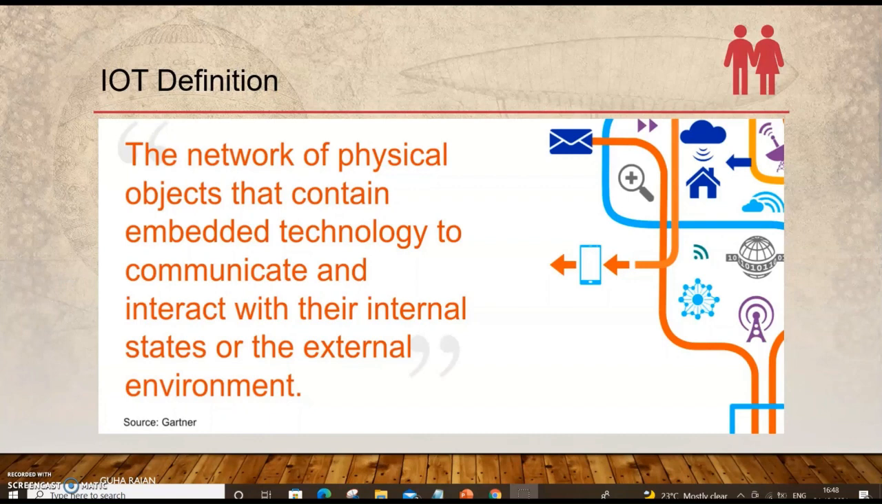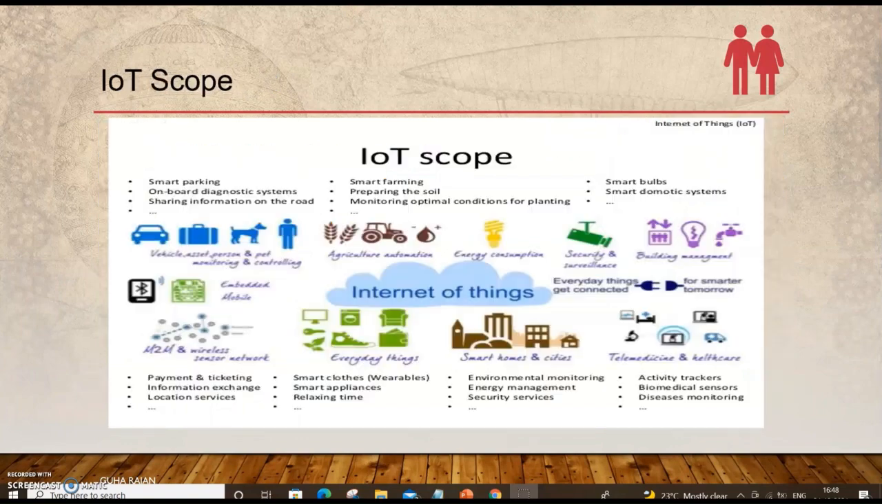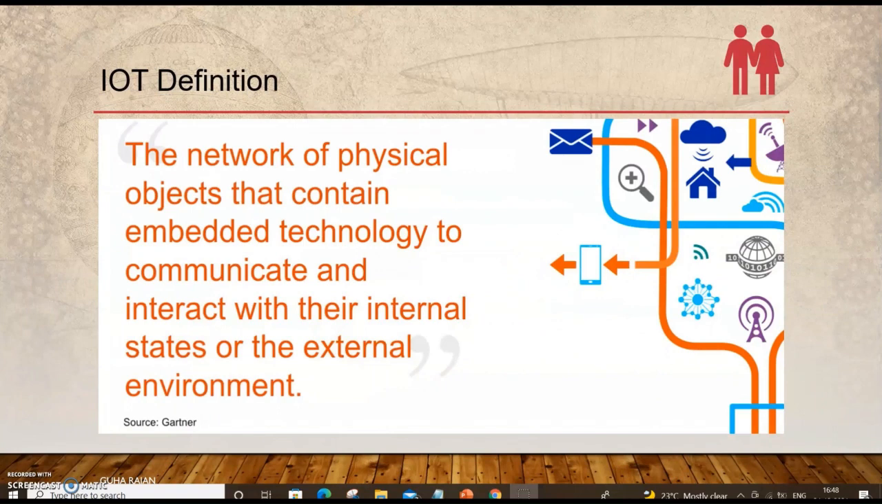For a third person, you will not be able to visualize it, because it'll gel with each other. Hardware and software will be in a device, in a memory card, so it will not be visible to the outside world. So that's the embedded technology concept. From a definition perspective, as I said, it is a network of physical objects that contain embedded technology to communicate and interact with their internal states or external environment. So that's the definition of IoT. We will get into the scope of IoT, and where it will be used, shortly.